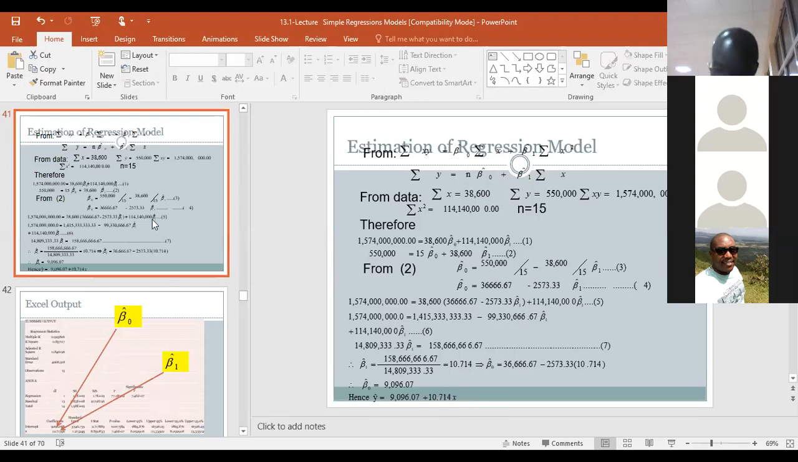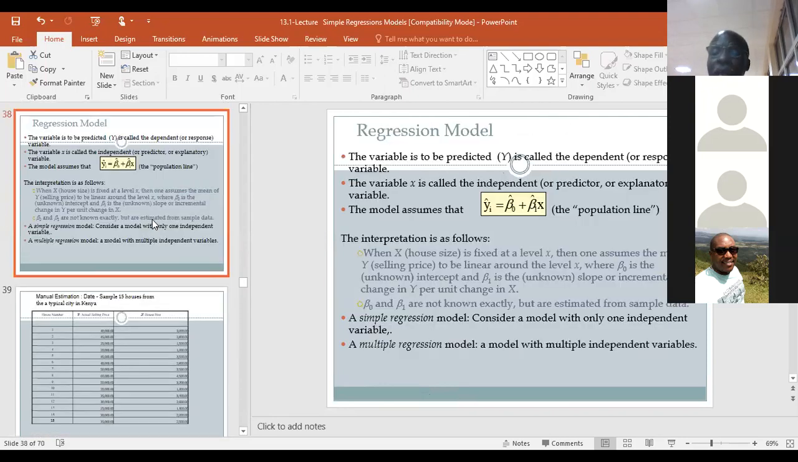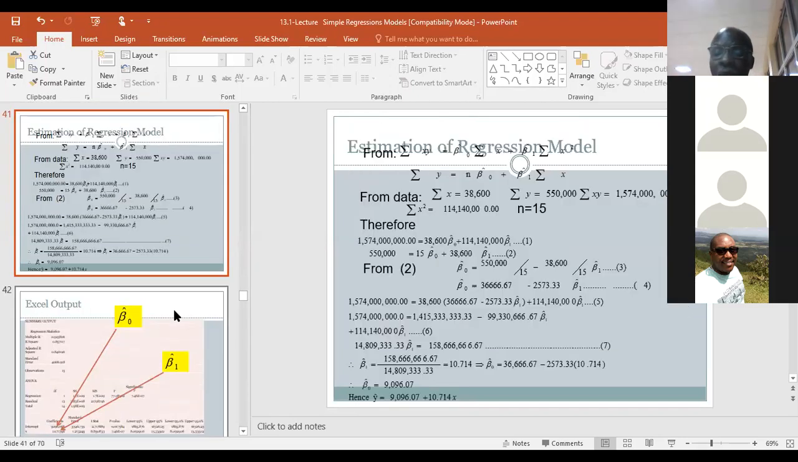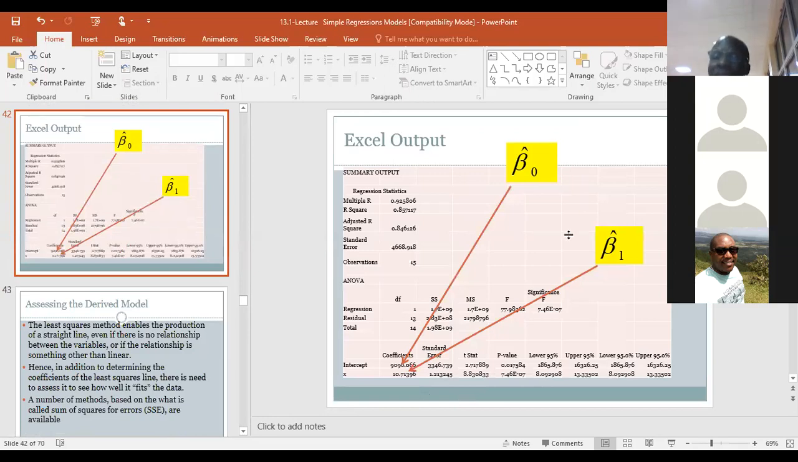Why? Because my general line was this one. Substitute for beta naught and beta 1, and you get your predictive line, which I've also related to Excel. How to interpret Excel? This one here is beta naught, this one here is beta 1. Of course, you have R there, and you have other measurements there. And that's it.